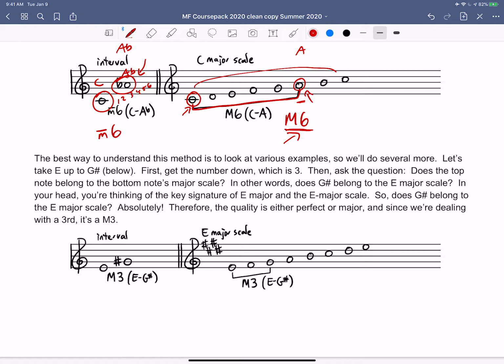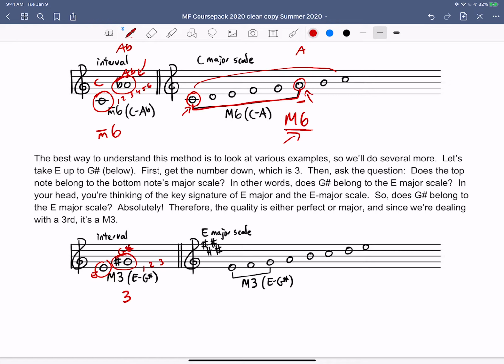So let's do this one, E up to G sharp. Okay, so easy enough to determine the interval, or the number, I should say. You're going to get a third. So then you ask that all-important question, does the top note belong to the bottom note's major scale? Does G sharp belong to the E major scale?